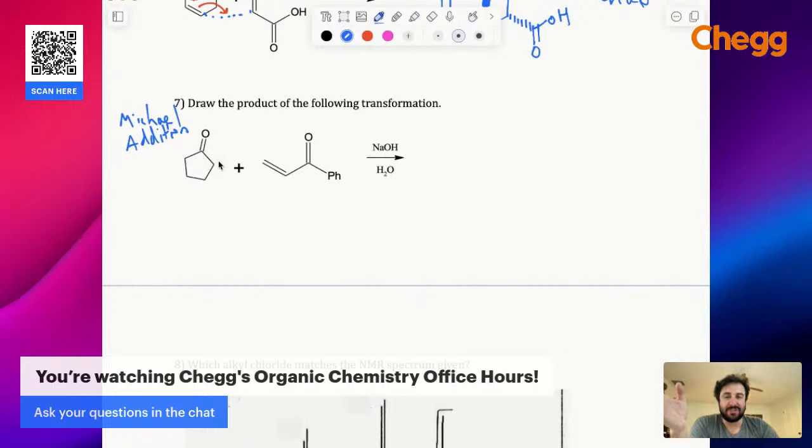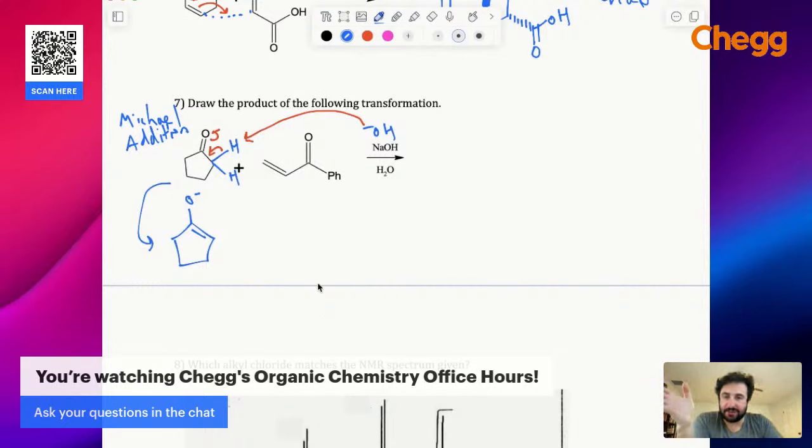Here we have 2 alpha positions. These are much better candidates for enolization. So we have 2 implied hydrogens on either side. So let's take our hydroxide and let's get one of those. Let's enolize over there. Boom, boom. So now we have our enolate.